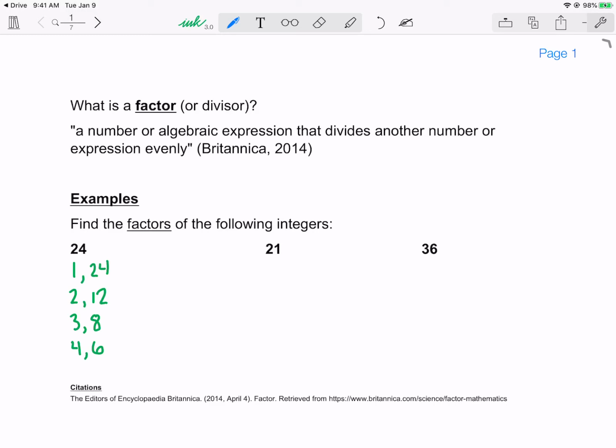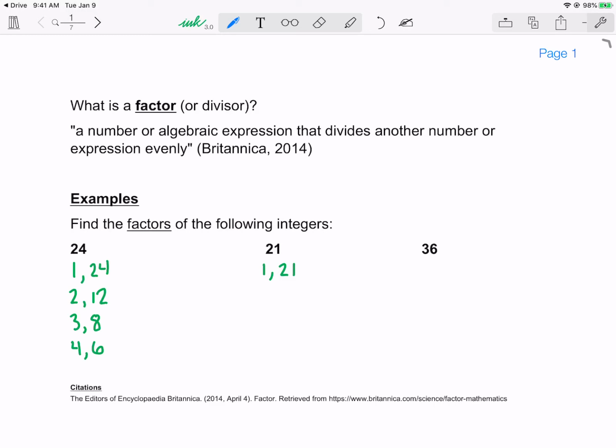Notice that as I go down this list, the numbers get closer to each other. 3 and 8 are closer than 2 and 12, and 4 and 6 are the closest of all these factor pairs. My next logical number to try would be 5, but this number doesn't end in a 5 or a 0, so I know I'm done. You technically know you're done when you get to the square root of the number, and the square root of 24 is almost 5, but not quite, so I can stop at 4. That's a technique you can use when finding all the factors of a number or determining if it's prime. So 21: I know that 1 and 21 divide it evenly.